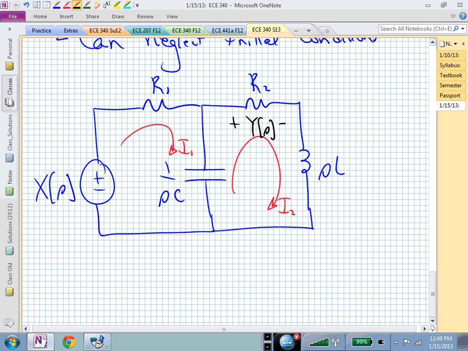Now what am I going to do? I'm going to generically end up with two equations and two unknowns, right? I have two mesh currents, I1 and I2. Oh man, now I have to do some algebra, some linear algebra maybe, some matrices, matrix inversion or Cramer's rule with ratio of determinants.